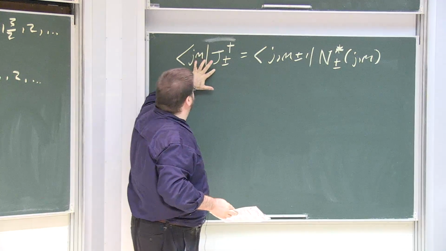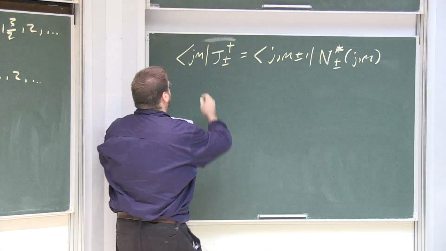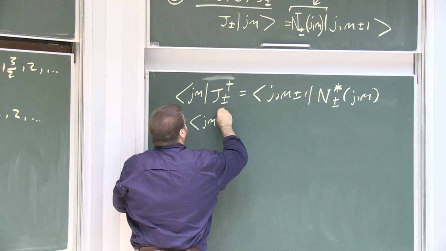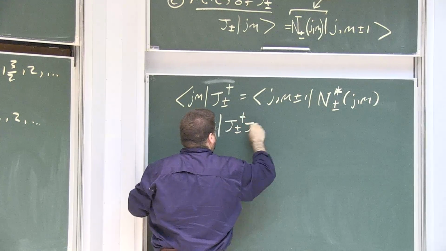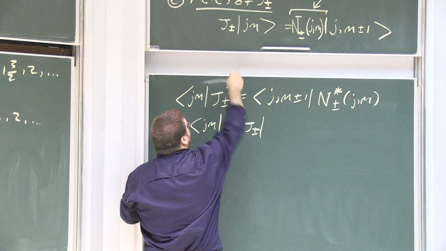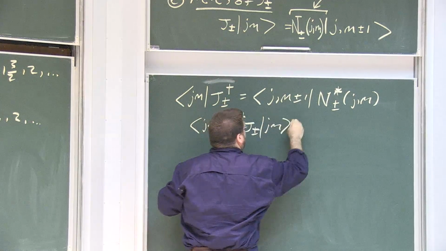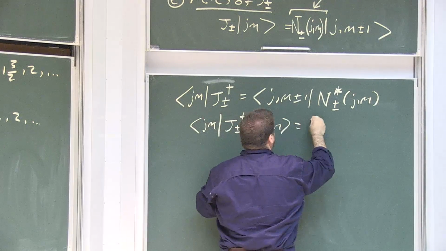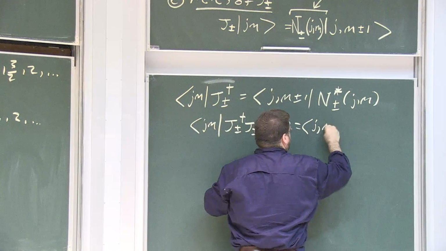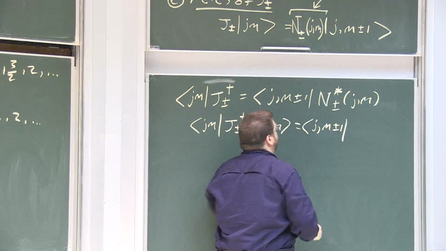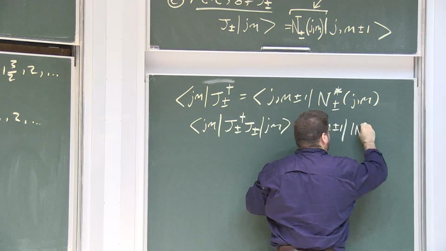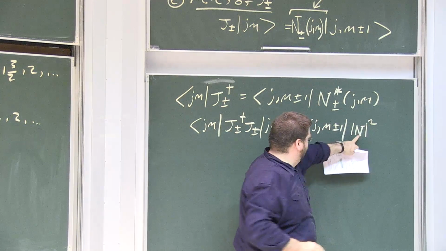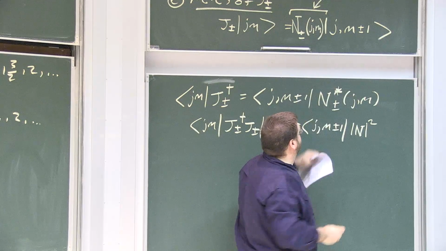The left-hand side of this times the left-hand side of this will give ⟨jm| j± † j± |jm⟩. And the right-hand side will be ⟨j, m±1| n* n, which is the same as the magnitude of n squared. Since I'm running out of board space, let me just write it like this, and then the ket.